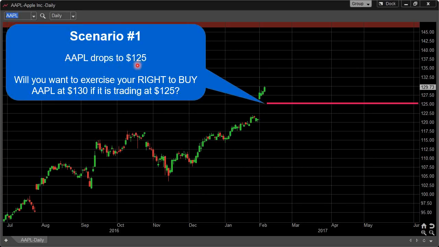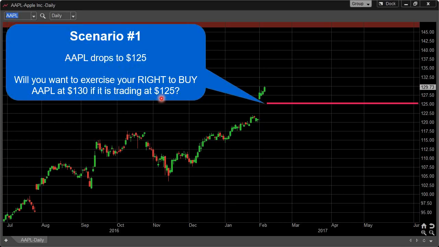Do you or will you want to exercise your right to buy Apple at $130 a share if it is currently trading at 125? Craig, Enrique, John, Lisa, Eric says, nah. Peter, everybody says no so far. Yeah, no. I mean, why would you? Why would you spend $130 a share if you could go to your broker and buy it for $125?